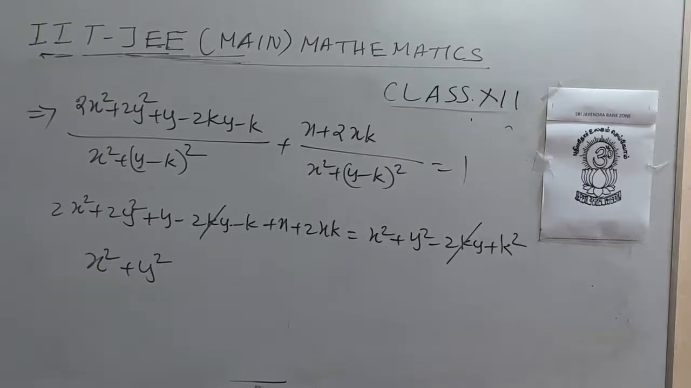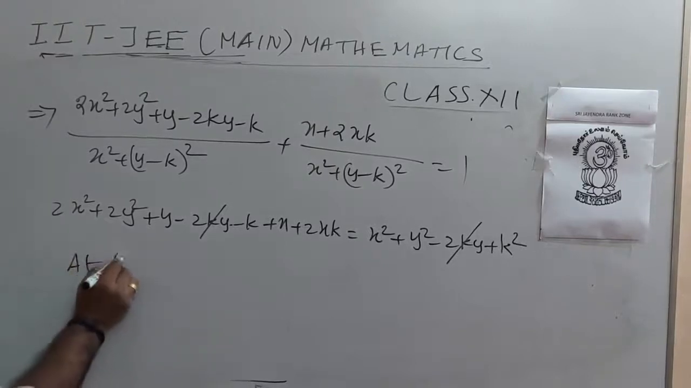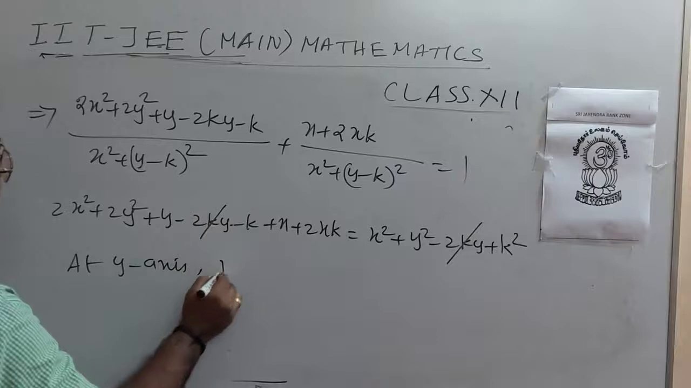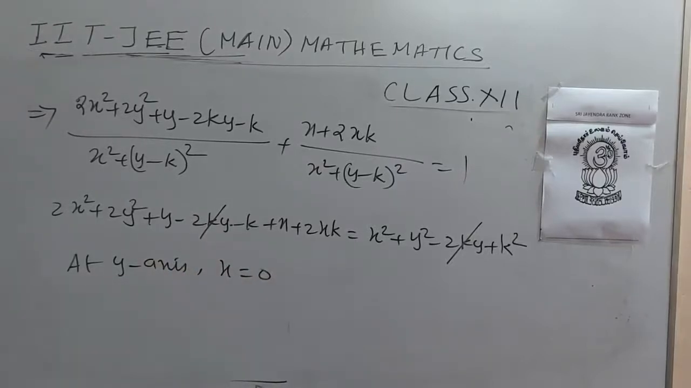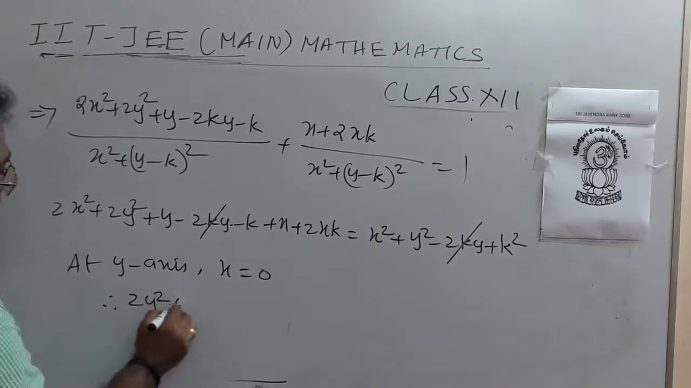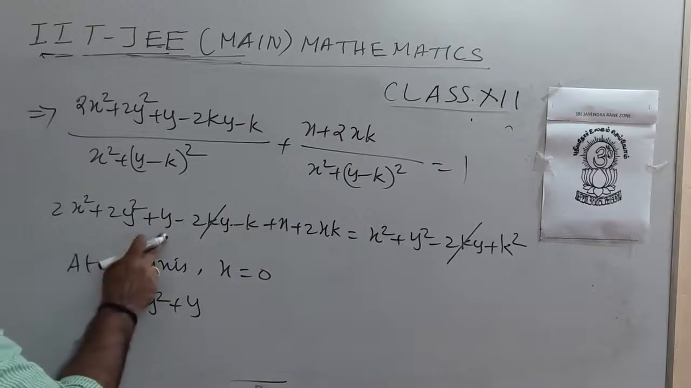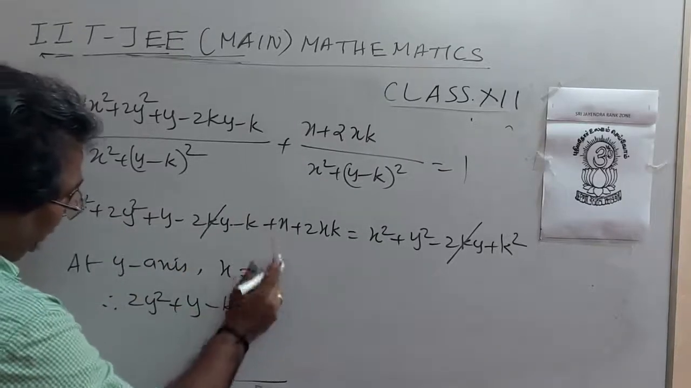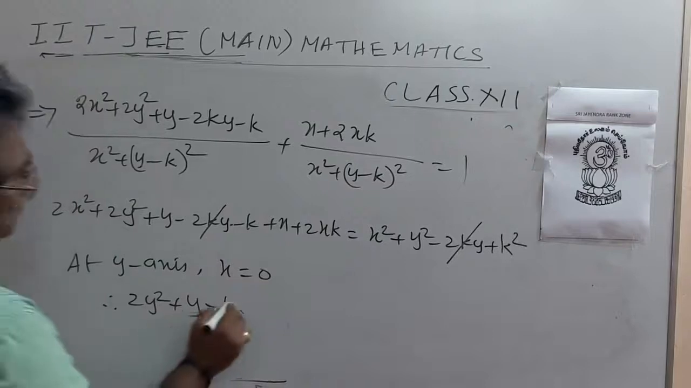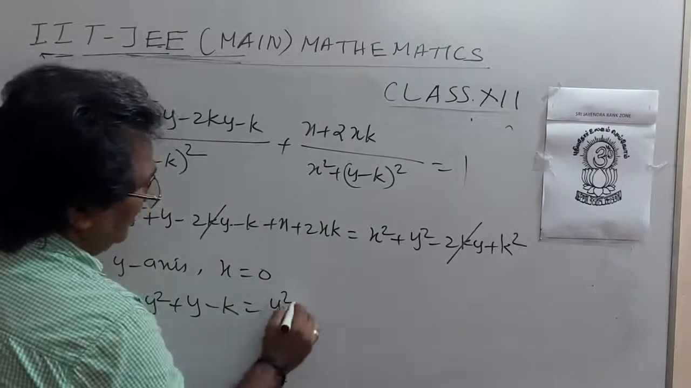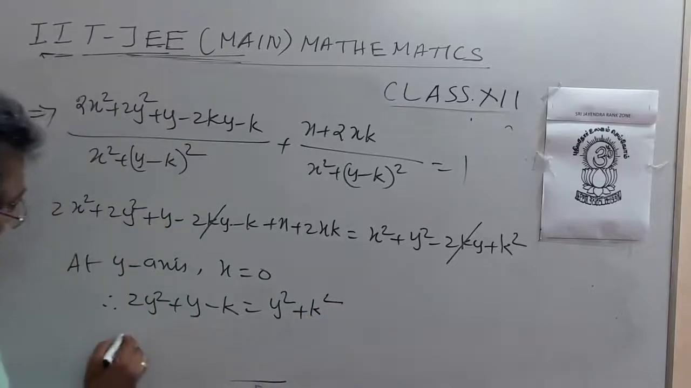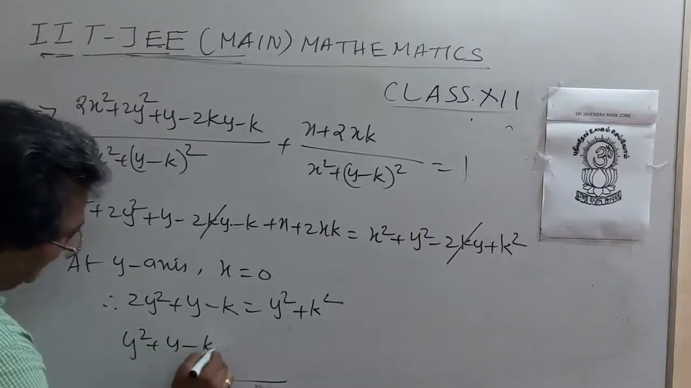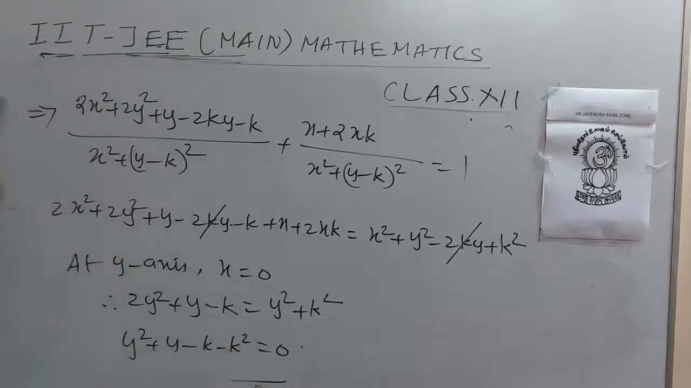Now the curve intersects the x-axis, sorry, the y-axis. At the y-axis, x equal to 0. Therefore the x terms are 0, and we get y squared plus y minus k squared equal to 0.